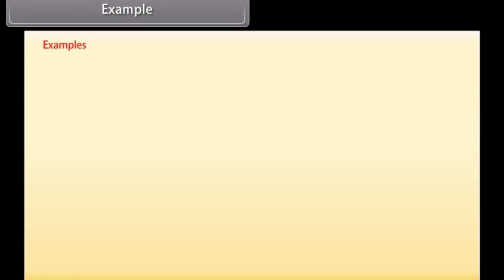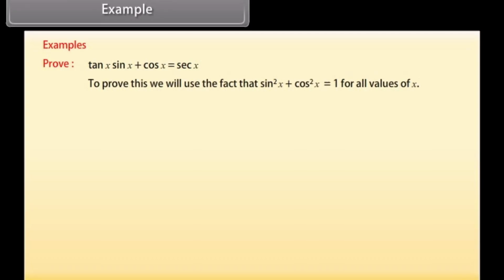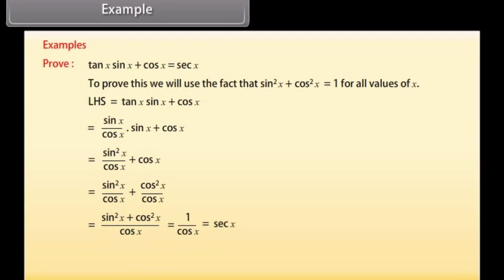Example 1. Let's now solve some examples related to trigonometric identities. Prove that tan x sin x plus cos x is equal to sec x. To prove this, we will use the fact that sin square x plus cos square x is equal to 1 for all values of x. On solving the left-hand side, which is tan x sin x plus cos x, we get sec x, which is equal to the right-hand side. Hence, tan x sin x plus cos x is equal to sec x.